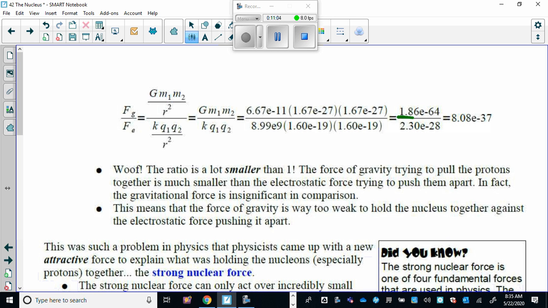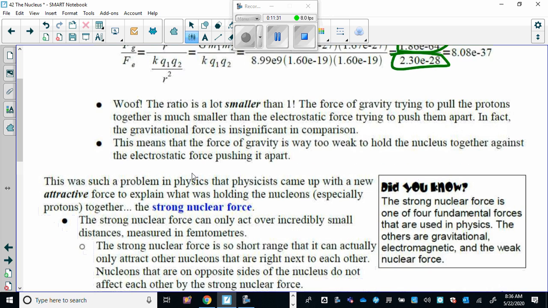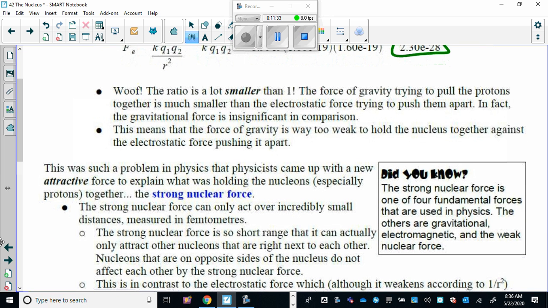This is the gravitational force between two protons. That is the electrostatic force. As you can see, the electrostatic force wins by, it's not even close. It's not even remotely close. Negative 28, negative 64. So the electrostatic force should be breaking the nucleus apart. There must be something else keeping it together. And that's what we call, right here, the strong nuclear force. The strong nuclear force is what keeps the nucleus of an atom all together.